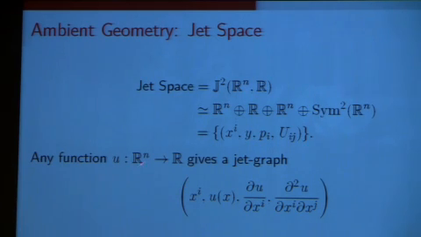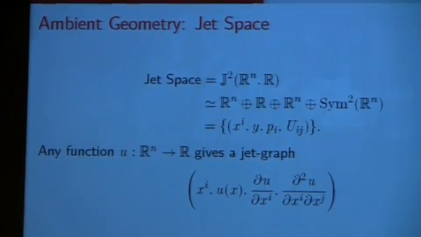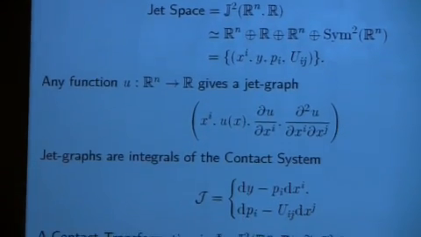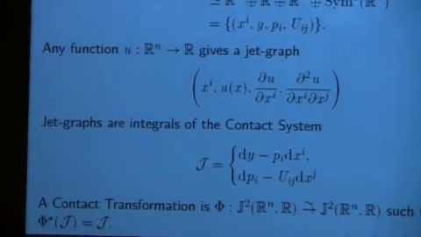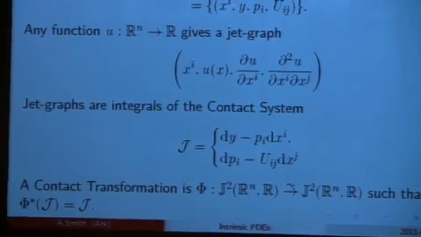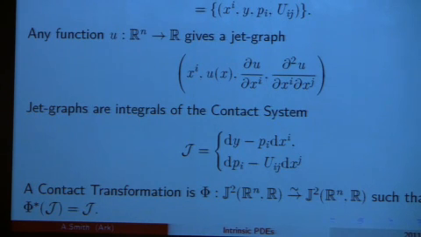So any function u from Rⁿ to R gives us a jet graph, right? Simply the graph of, at every point, the function, its gradient, and its Hessian. And the important thing about jet graphs is that they're integrals of the contact system. So the contact system is simply identifying that you want pᵢ to always represent the derivative of y with respect to xᵢ, and you want uᵢⱼ to always represent the second derivative.